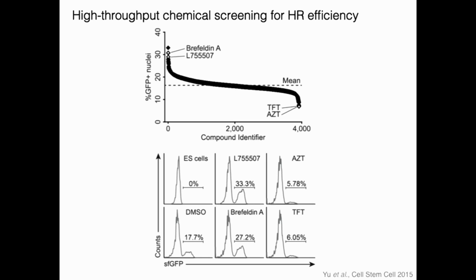to 18% homologous recombination, which is read out by the proxy GFP positive nuclei, they found two small molecules, Brefeldin A and L7-55507. Brefeldin A is actually an inhibitor of intracellular protein transport between the Golgi and the ER, and L7 is an adrenergic receptor agonist. So kind of interesting known mechanisms, not really quite clear what their connection might be to homologous recombination. Nevertheless, they got a significant and reproducible improvement in the number of GFP nuclei.